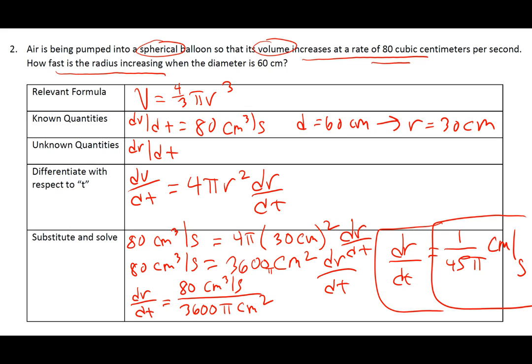Again, do you have to put the units in every time? You don't, as long as you're able to get the right unit in the end, but you might want to consider doing it at least at first here. I, again, would strongly encourage you to leave your answer as 1 over 45 pi.